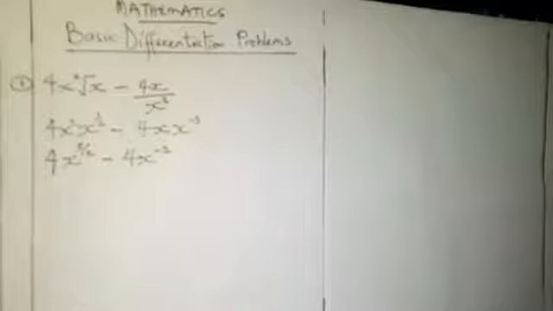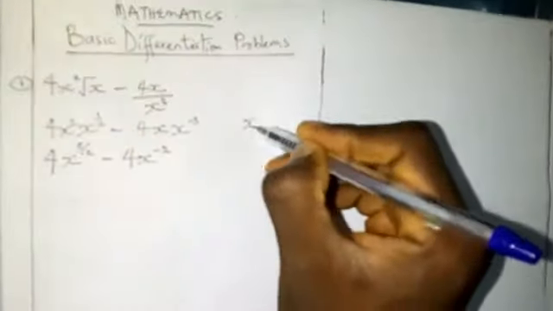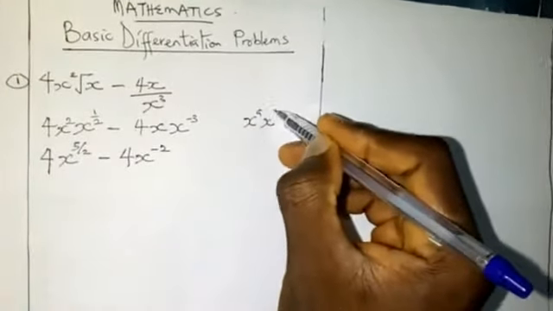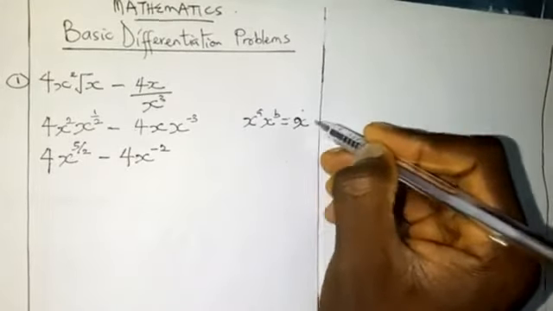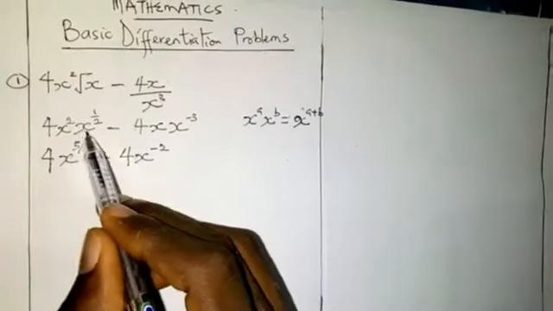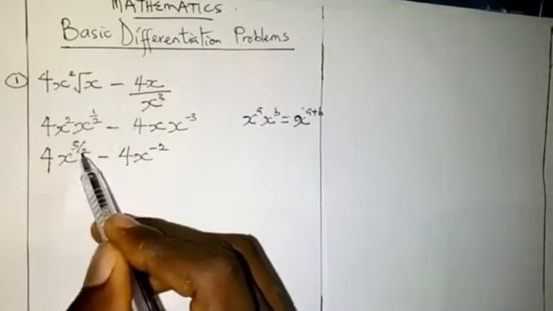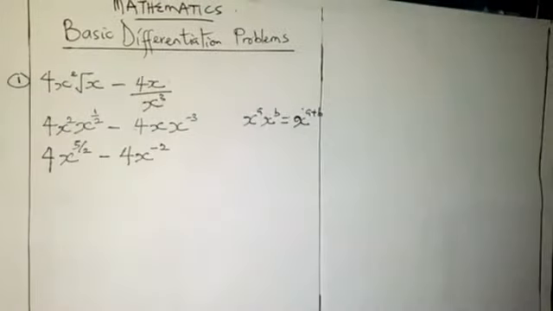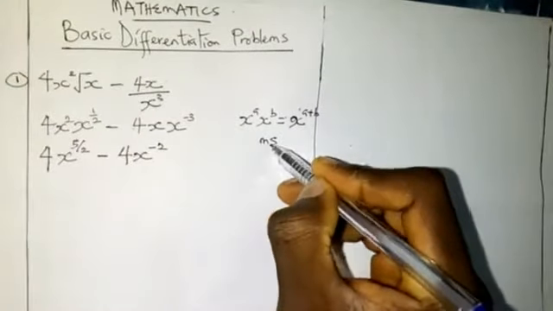According to law of indices, that says x^a times x^b equals x^(a+b). So x squared times x raised to the power half is the same thing as x raised to the power 2 plus half, which gives me x raised to the power 5 over 2. The same thing, x raised to the power 1 times x raised to the power minus 3 gives me x raised to the power 1 minus 3, which is x raised to the power minus 2.